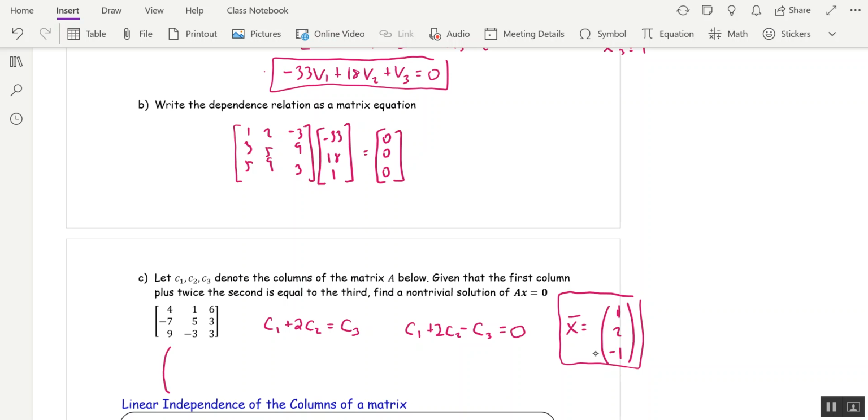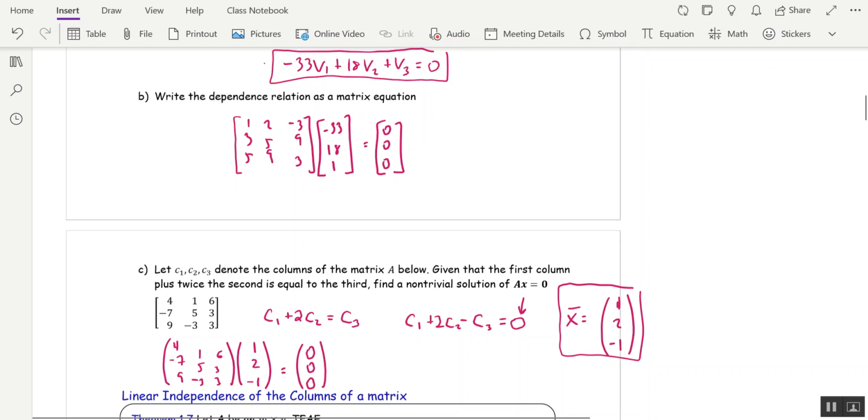I take this matrix A, 4, negative 7, 9, 1, 5, negative 3, 6, 3, 3, and I multiply by the vector 1, 2, negative 1, I'm going to get 0, 0, 0, because this 0 here represents the 0 vector, not the scalar 0.